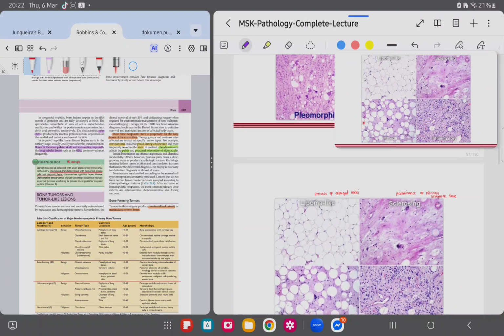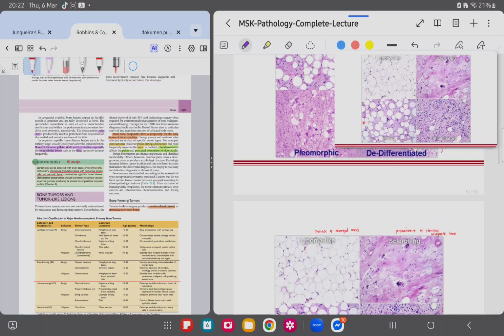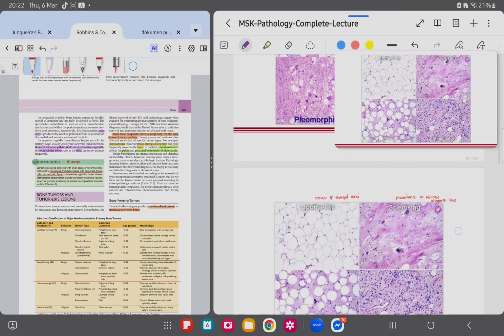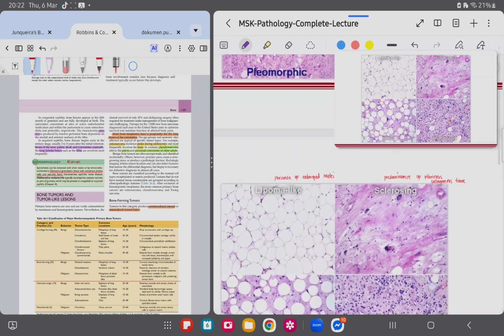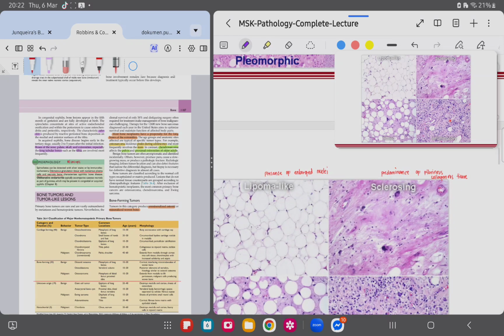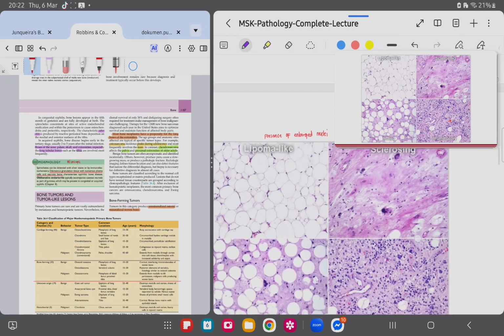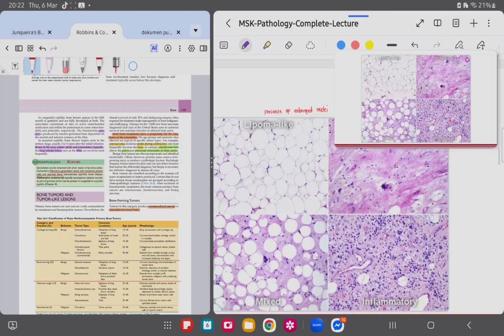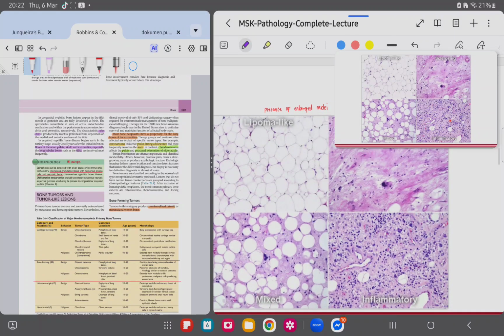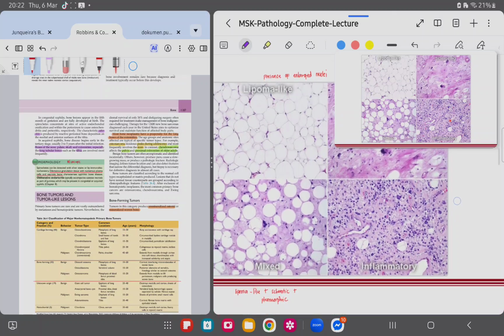So for your level, do you have to identify the specific subtypes? Not necessarily, but I want you to be able to document that there are indeed atypical stromal cells. There is an adipocytic component. And lastly, there is a heterogeneity in the cell size. And therefore, you are dealing with a liposarcoma and not just any other lesion.